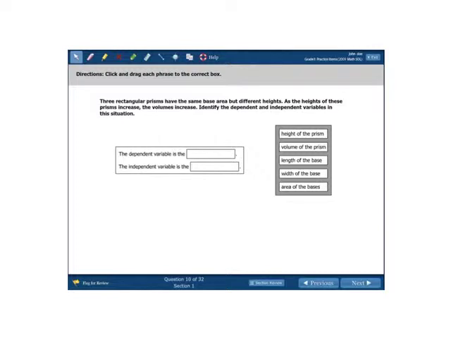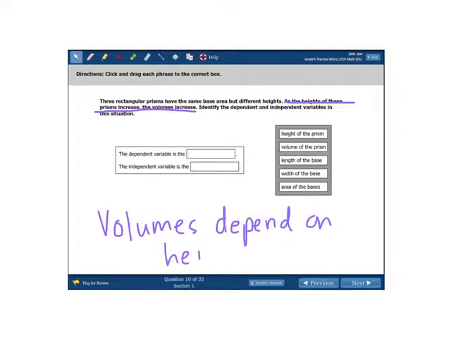We're looking at the independent and the dependent variable, and the important part is right here. As the heights of the prisms increase, the volumes increase. So in other words, the volumes depend on the heights. If the volumes depend on, the volume is the dependent variable. So the volume of the prism is the dependent variable. If the volumes depend on the heights, the height would be the independent variable because that's what's causing the change.